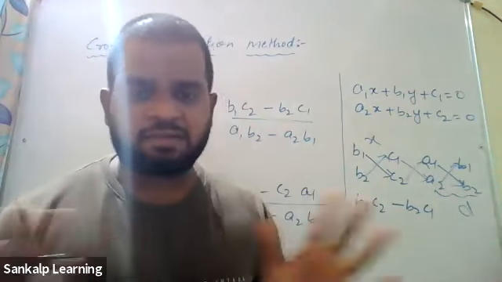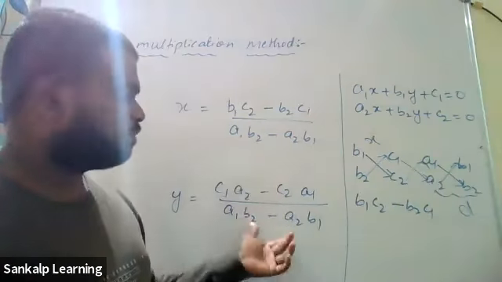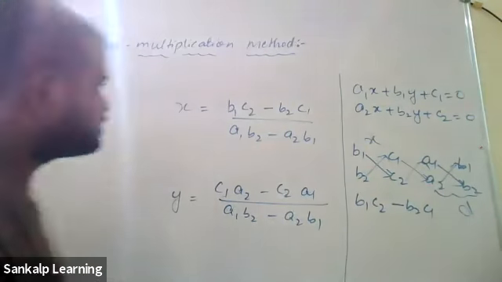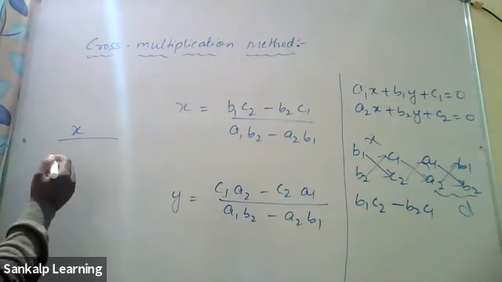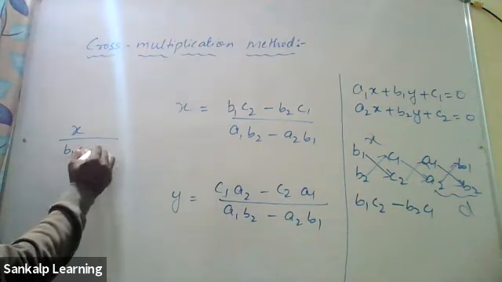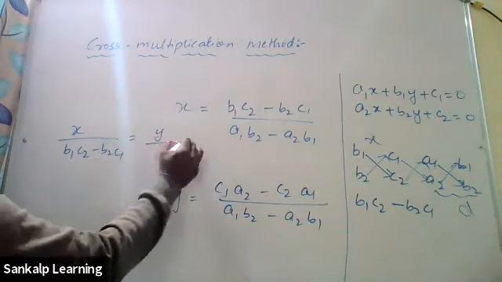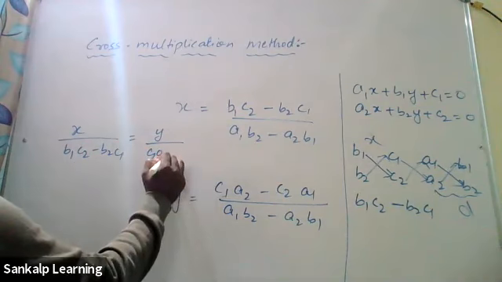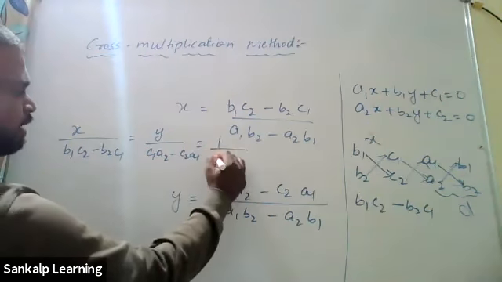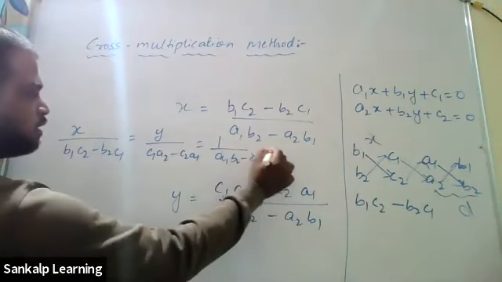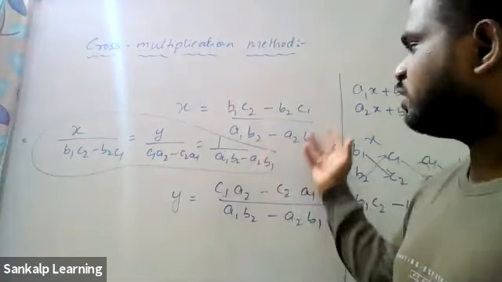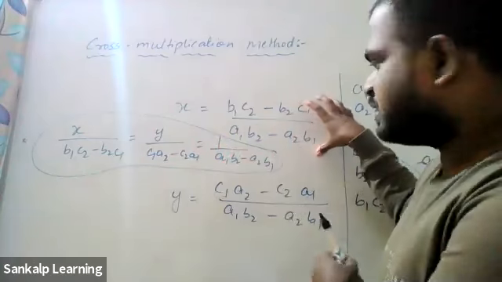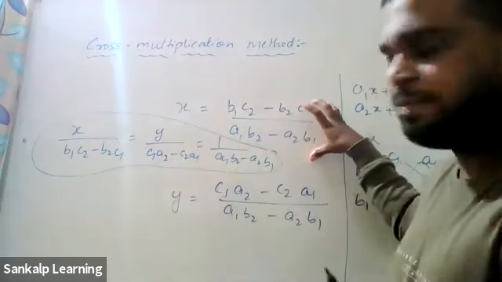You can go with anything, but at the end of the day you have to remember this formula. To be precise, some of the schools would have done it like this also: x divided by B1 C2 minus B2 C1 equals y divided by C1 A2 minus C2 A1 equals 1 divided by A1 B2 minus A2 B1. This is the standard form. If you simplify this, you will get the formula. Anyhow, we will be ending up at this formula.